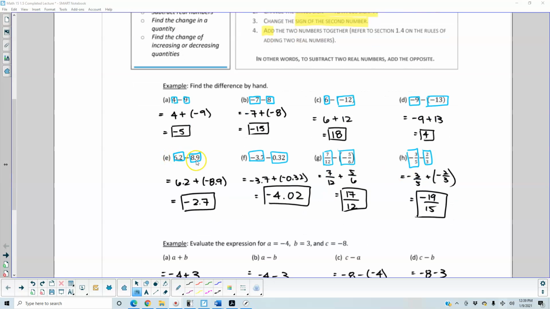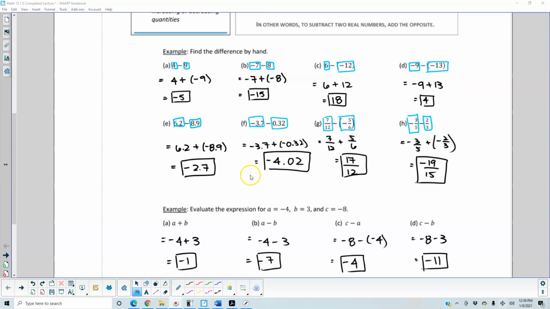6.2 minus 8.9 is the same as 6.2 plus negative 8.9. So we subtract these two numbers, and the bigger number has the negative sign, so it becomes negative 2.7. Next, we have negative 3.7 minus 0.32. So this becomes negative 3.7 plus a negative 0.32, which means they're both negative, so we're going to add them together and keep the sign. So it becomes negative 4.02.